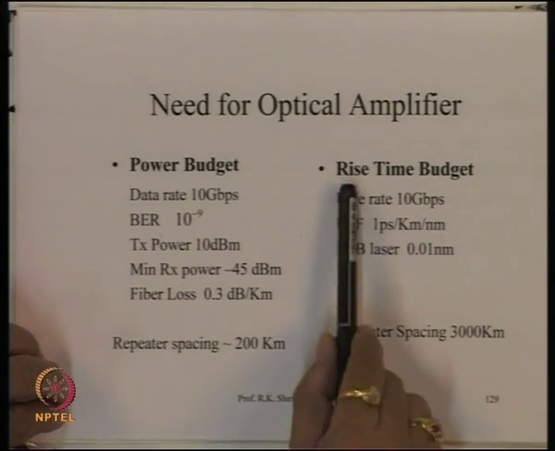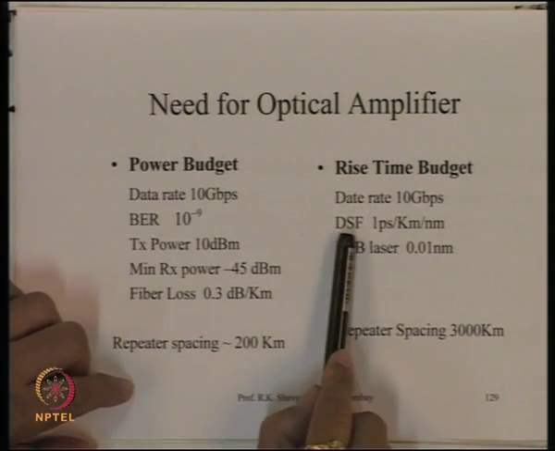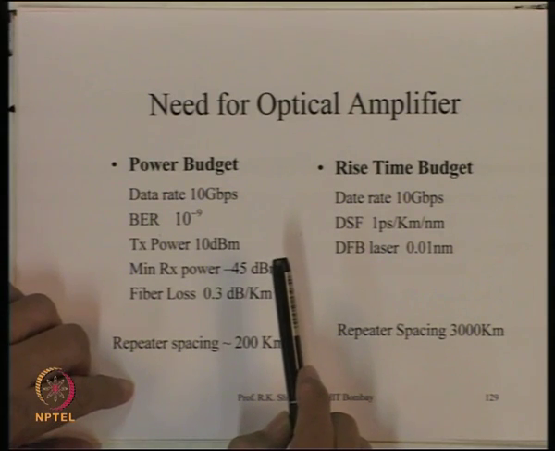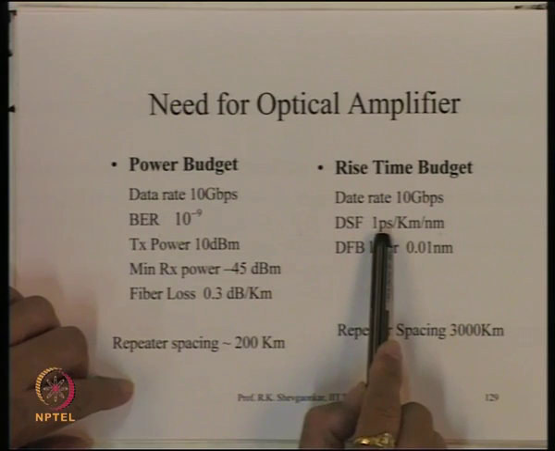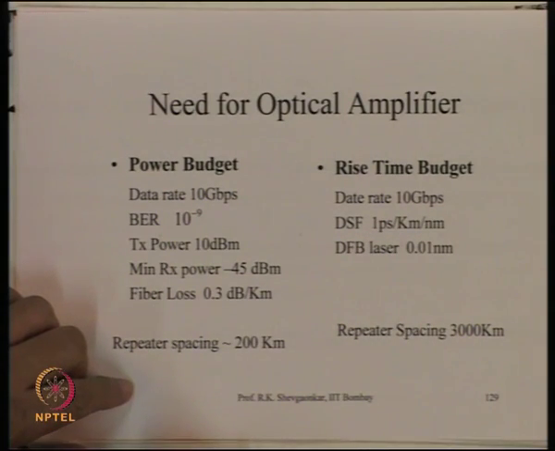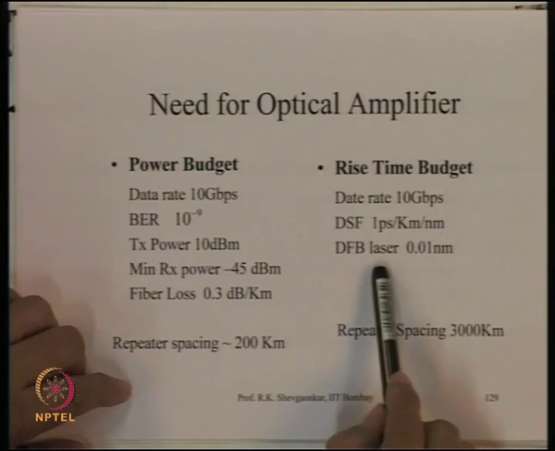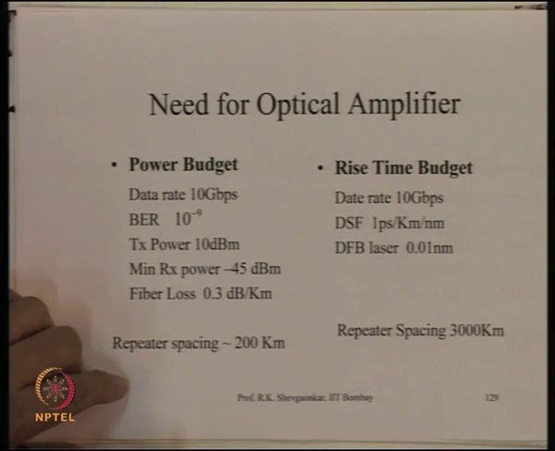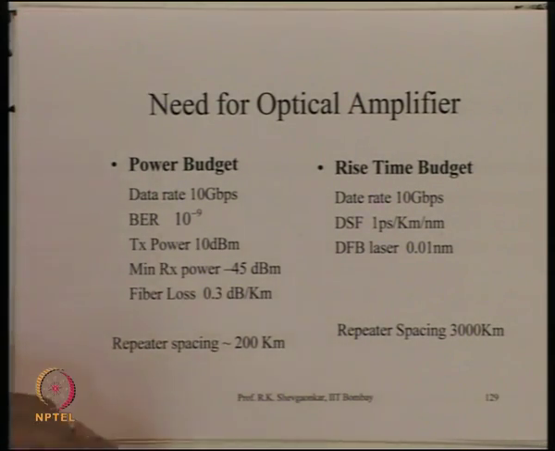We can do the calculation for the rise time, and we say that the data rate is 10 gigabits per second, and if you use dispersion shifted fiber, the dispersion on that could be, let us say, 1 picosecond per kilometer nanometer, and if you use a DFB laser, we can get a spectral width of the laser of 0.01 nanometer. So, we can get a repeater spacing which should be of the order of a few thousand kilometers.